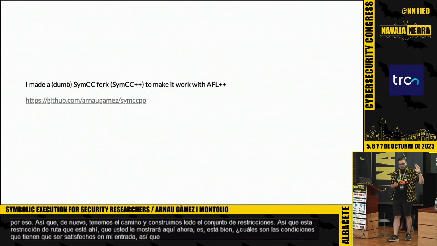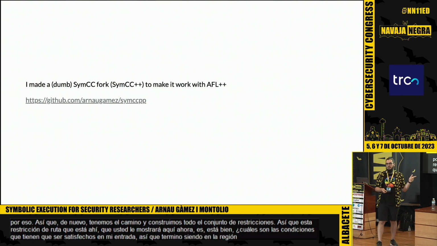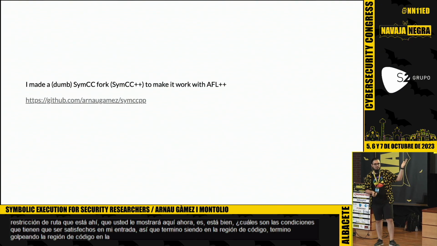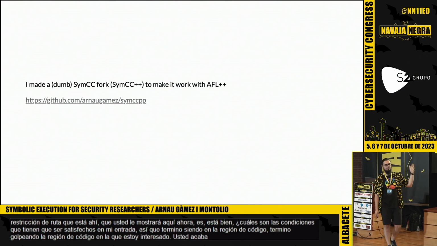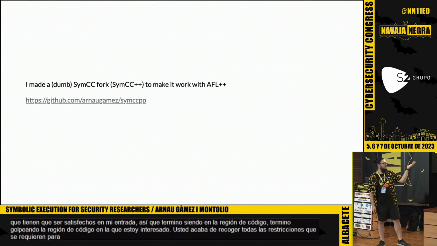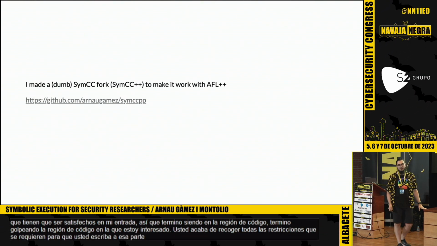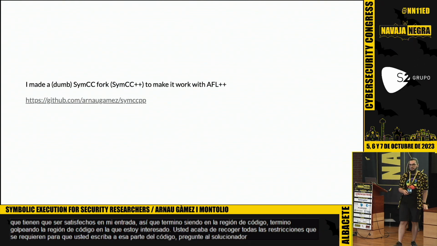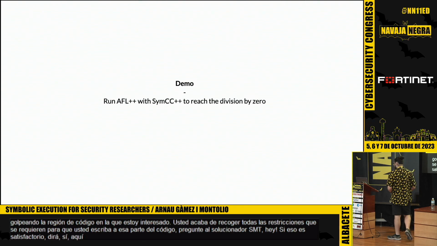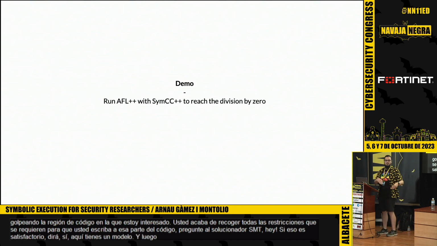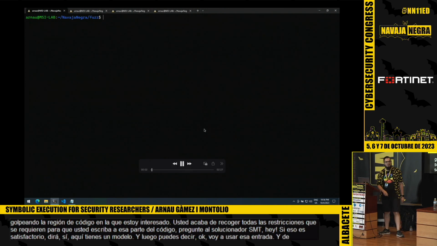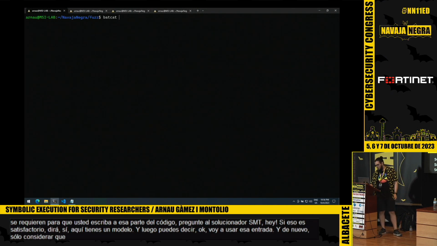So I use SymCC, which is one of the symbolic execution engines that I mentioned. And I just forked it. I made a dumb fork to make it work with AFL++ because this was an academic thing that only worked with ancient AFL. So I made a fork, I fixed a couple of things, and made that work with the newest version of AFL++. And the only thing that's happening here is, well, what I mentioned. I start my fuzzer, it's going around. Let me show you. Yes. I start my fuzzer, it's going around.